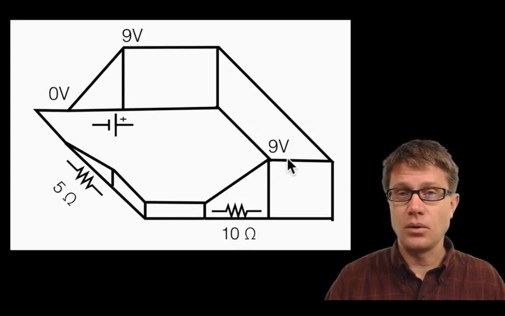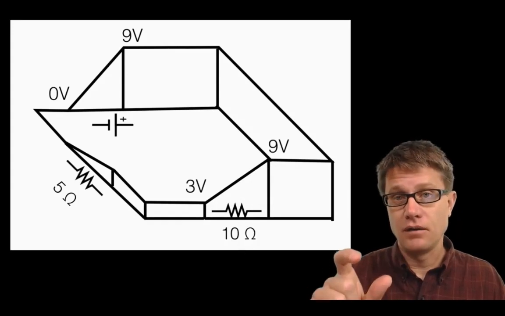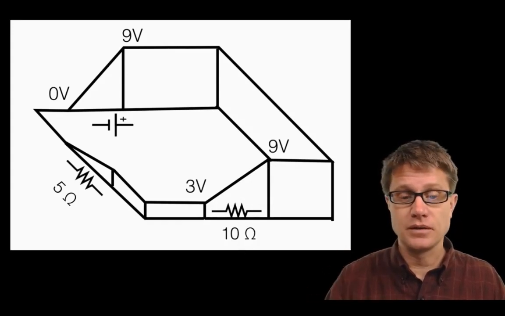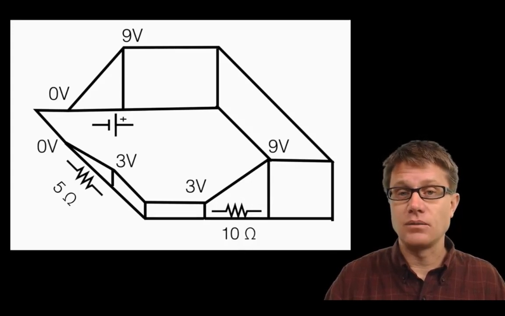If it starts at 9 volts, what's it going to be as it gets to the bottom of that? It's going to be 3 volts. So we're going to have a voltage drop of 6 volts. And then that goes to 3 volts and back down to 0 volts on the second resistor.